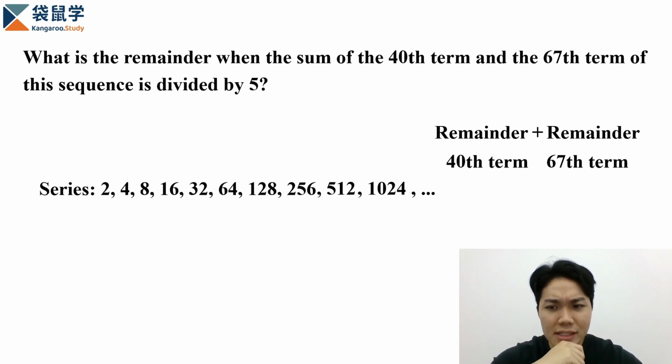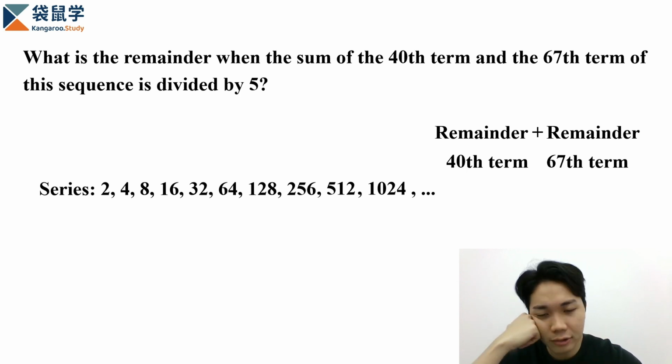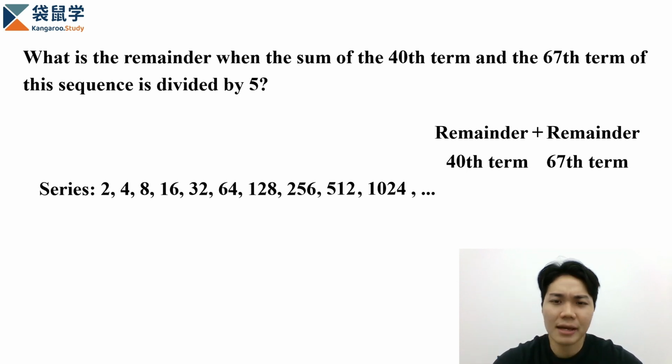But this 40th and 67th term, they will be so large, right? And if you just keep counting and counting and counting, you're going to grow old. Right, so there has to be a faster way to do this. So this question is asking for the sum of the remainders when it's divided by 5. So let's see what happens if we divide the simpler numbers by 5.